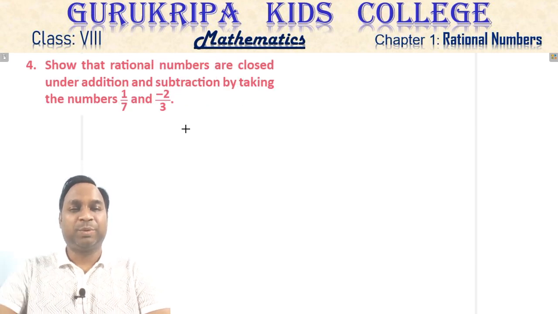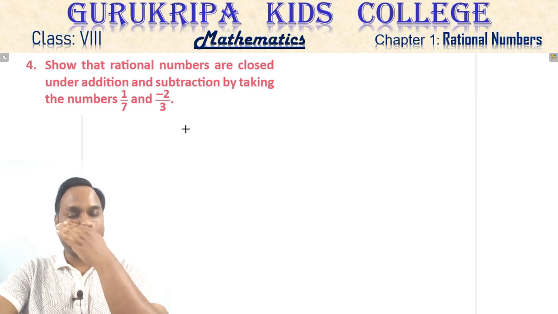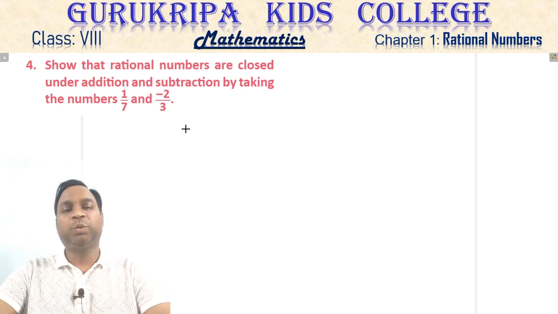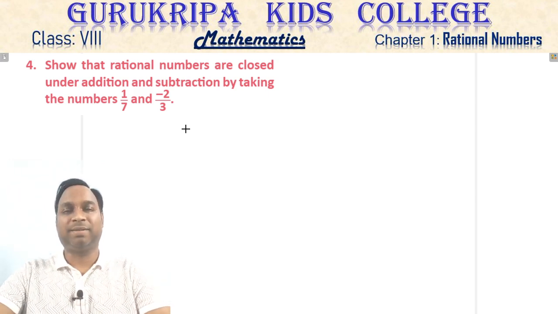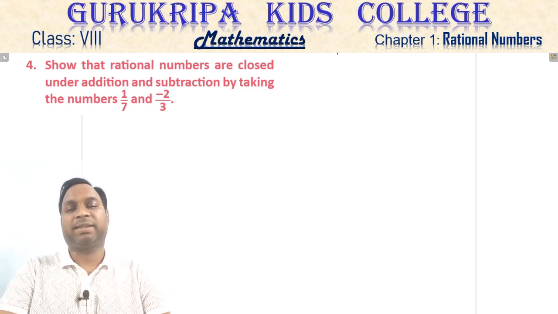Okay, come to question number 4. Show that rational numbers are closed under addition and subtraction by taking the numbers 1 by 7 and minus 2 by 3. Closed under addition and subtraction, what does it mean? If we add two rational numbers or if we subtract two rational numbers, we are going to get another rational number. We are not going to get anything other than a rational number. Rational number plus rational number will give you a rational number.